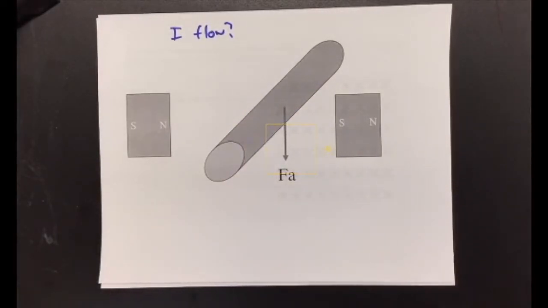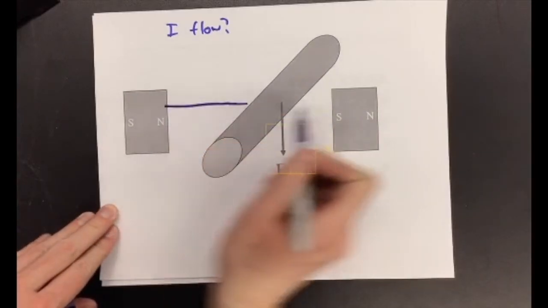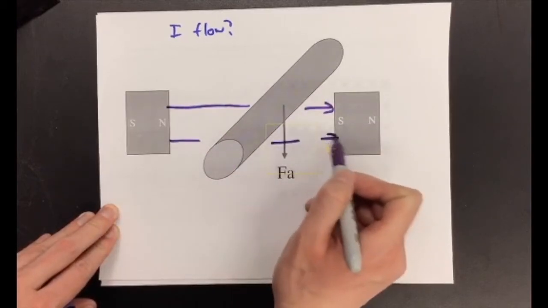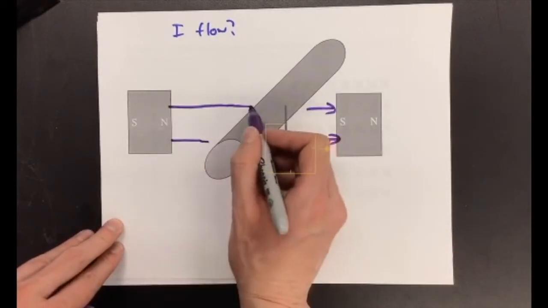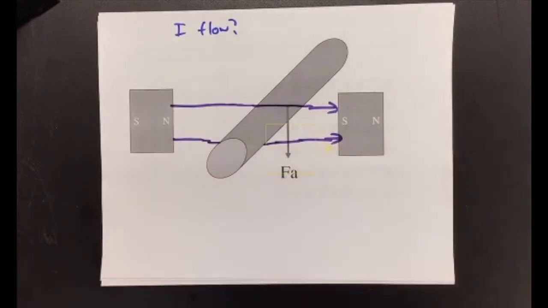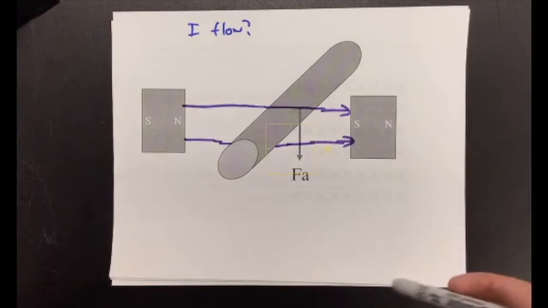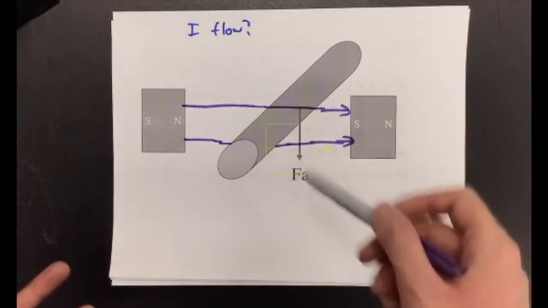Our fingers point in the direction of the magnetic field. Well, how does a magnetic field look? It leaves north, enters south. So that's what the magnetic field looks like. It's kind of going all around this wire. Now, our thumb points in the direction of the moving conductor, but remember, there's charges in there. So that's why the magnetic force is going to exist.